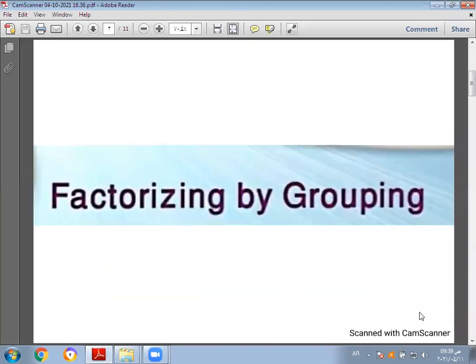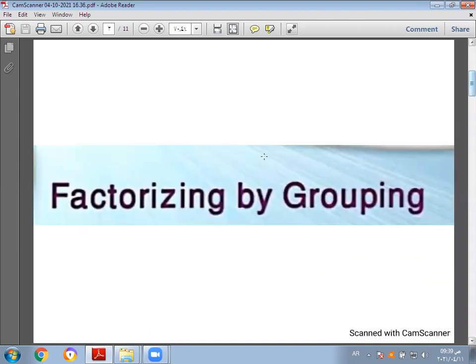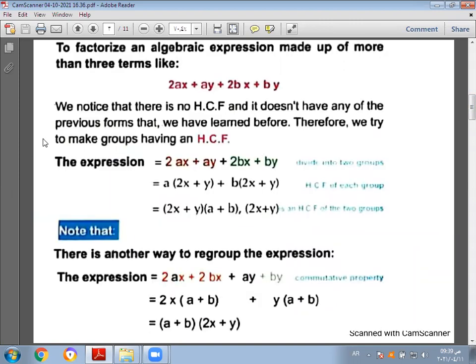Today we will study factorizing by grouping. Now we start with how to factorize by grouping. To factorize an algebraic expression made up of more than three terms, we notice that there is no HCF between the four terms, and it doesn't have any of the previous forms that we have learned before. Therefore, we try to make groups having an HCF.